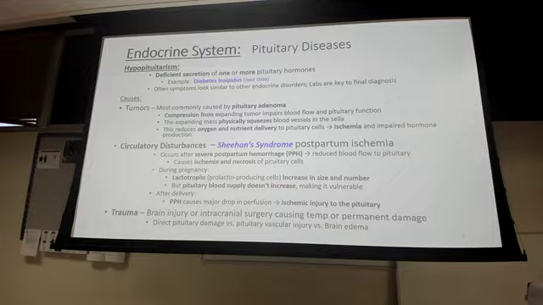And then trauma. Trauma is another big cause. So anything that causes trauma to the brain, significant traumatic brain injury can actually damage the pituitary gland depending on where that injury is, or if it leads to swelling. If there's swelling in the brain from that trauma, that's going to compress that pituitary gland and cause ischemia and cause it to die.